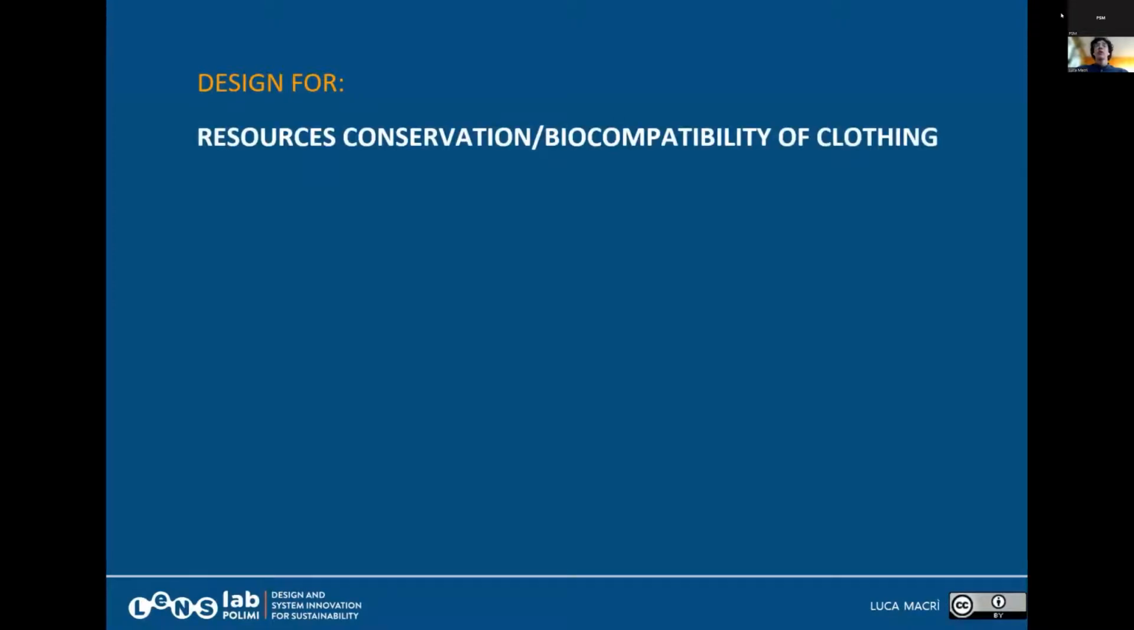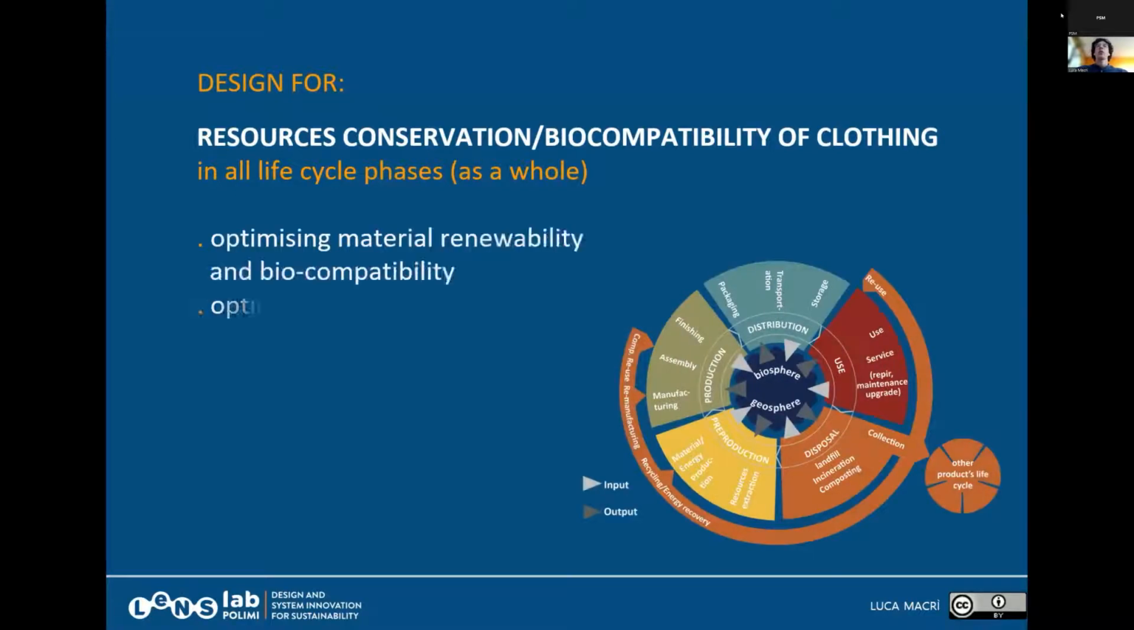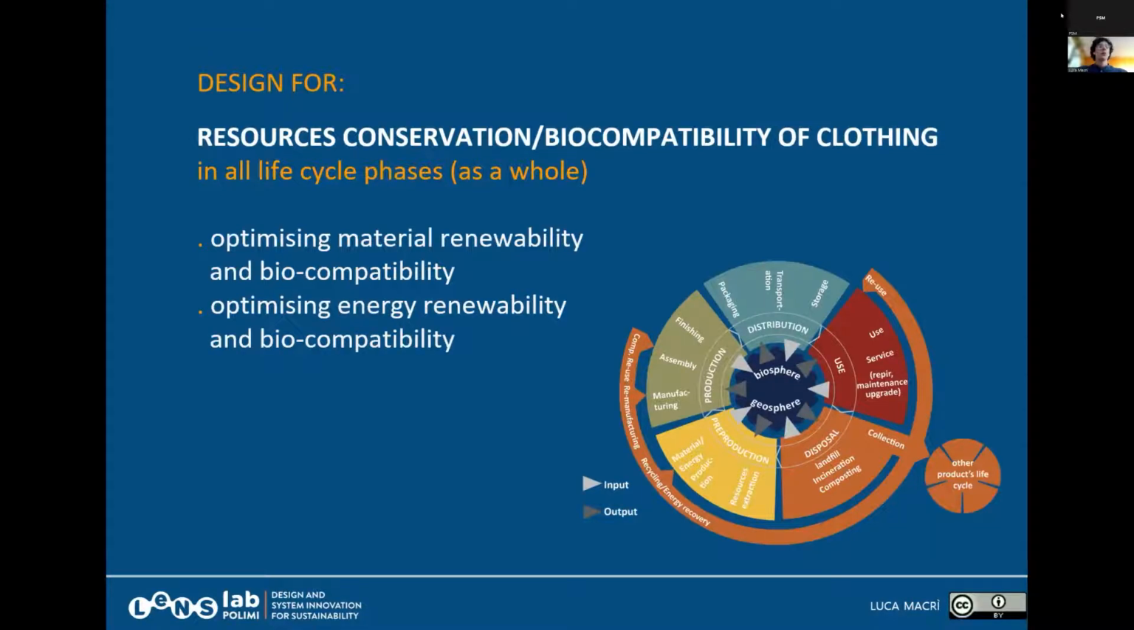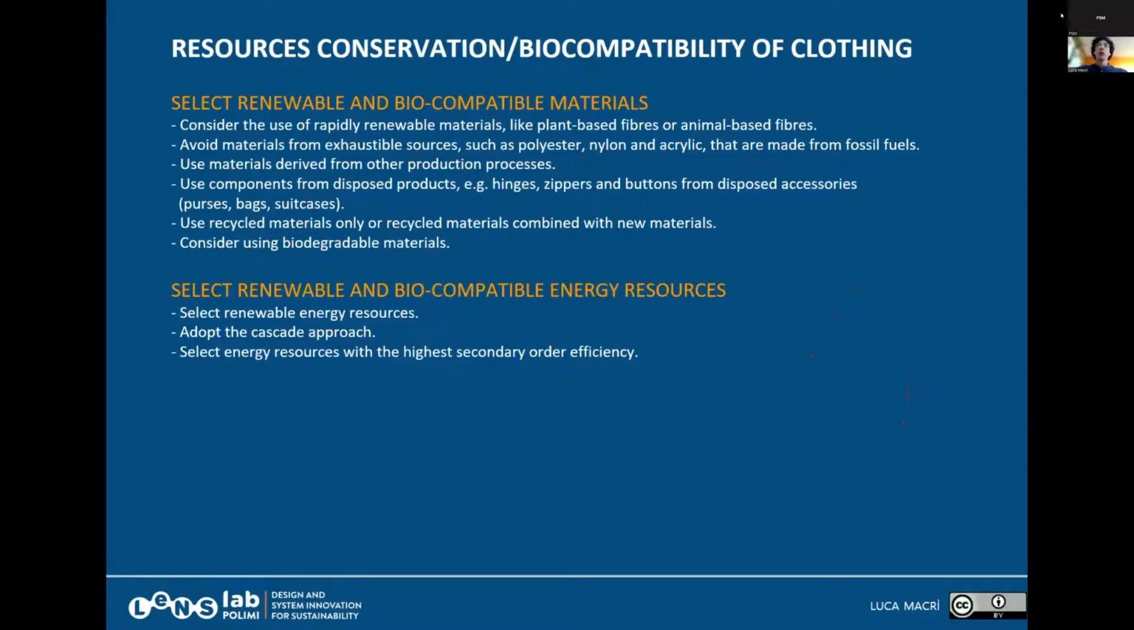Another strategy, we go for the resource conservation and biocompatibility. So you remember we were talking about renewability, and how the renewability concept also has to be taken in relation to the context in which you are. And in this case, the guidelines are to select, again, it's a matter of selection, renewable and biocompatible materials and renewable and biocompatible energies. It's true that I'm saying it's a matter of selection, but you know that the selection could also be influenced by the design.